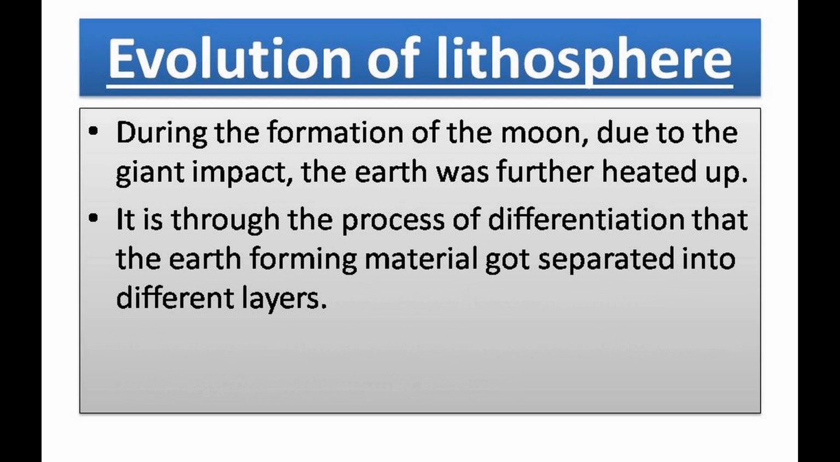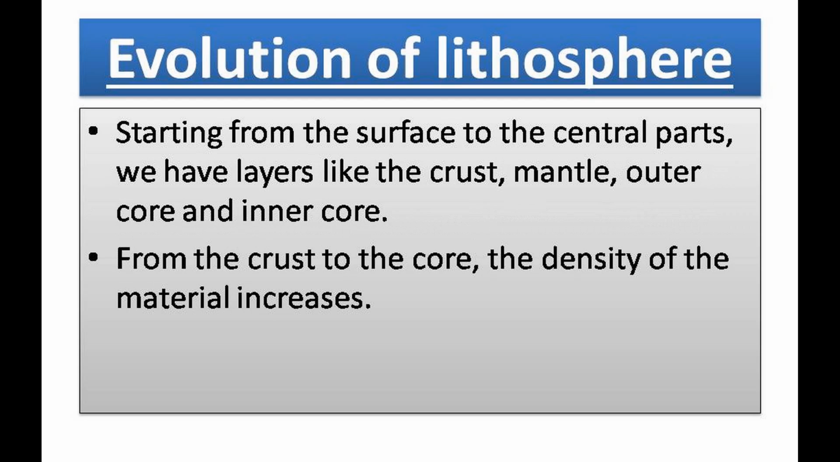During the formation of the moon due to the giant impact, the Earth was further heated up. It is through the process of differentiation that the Earth forming material got separated into different layers. Starting from the surface to the central parts, we have layers like the crust, mantle, outer core and inner core. From the crust to the core, the density of the material increases.